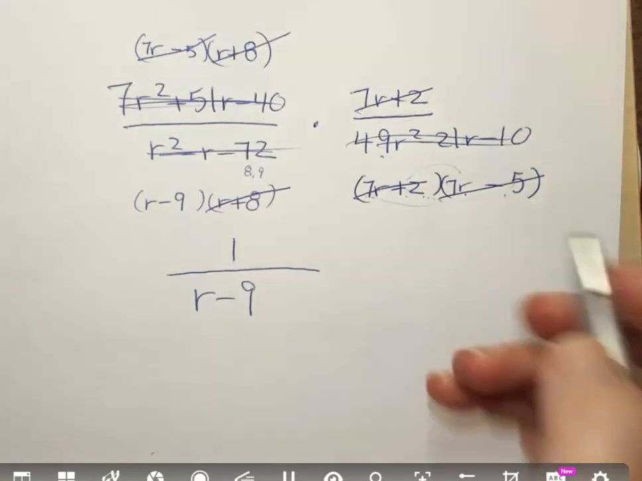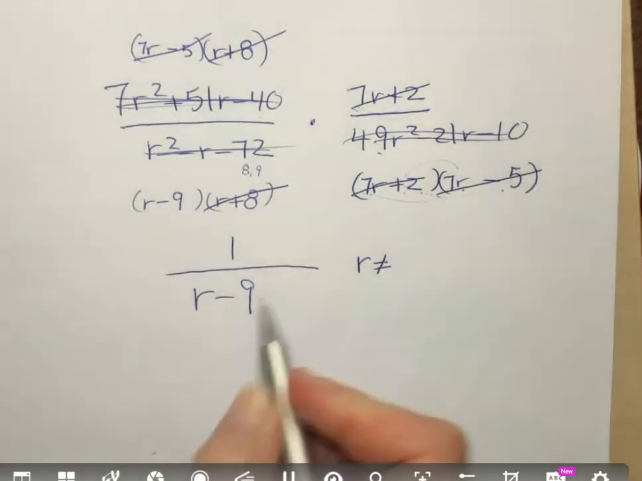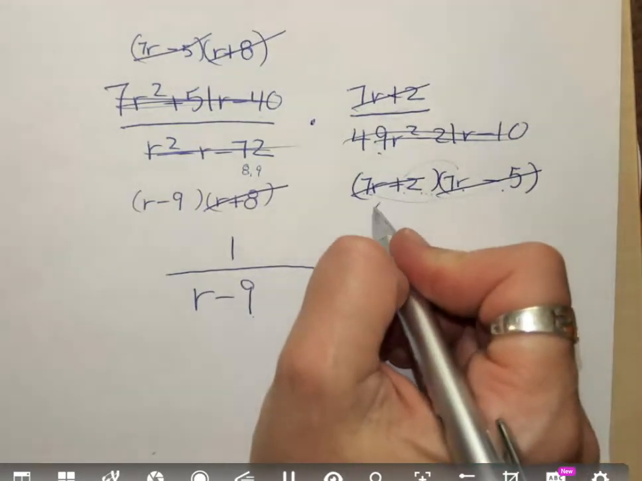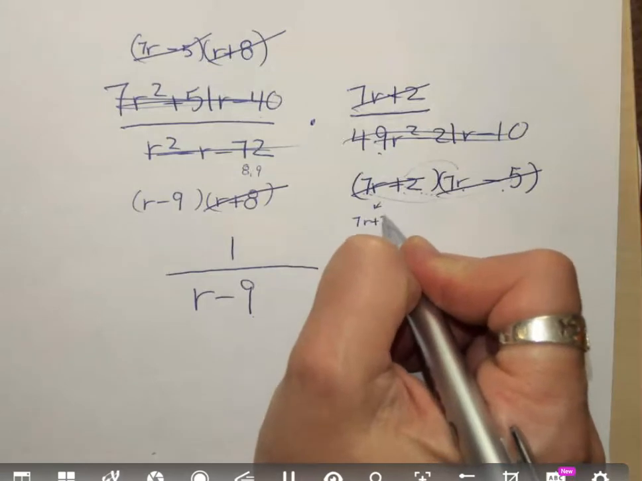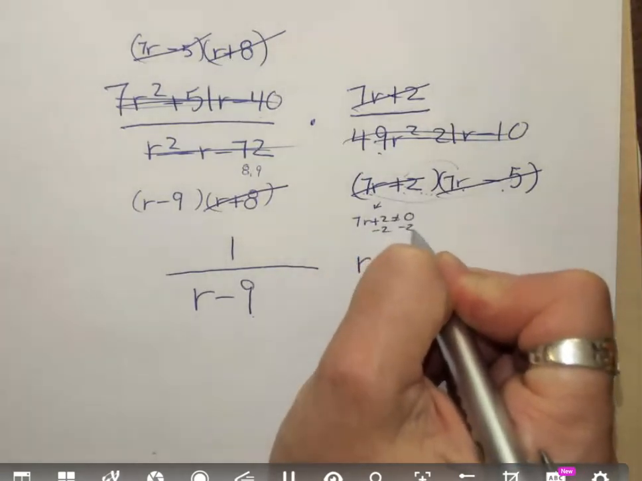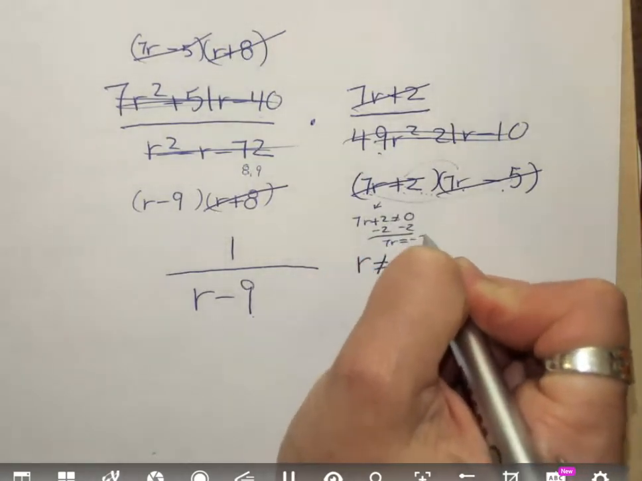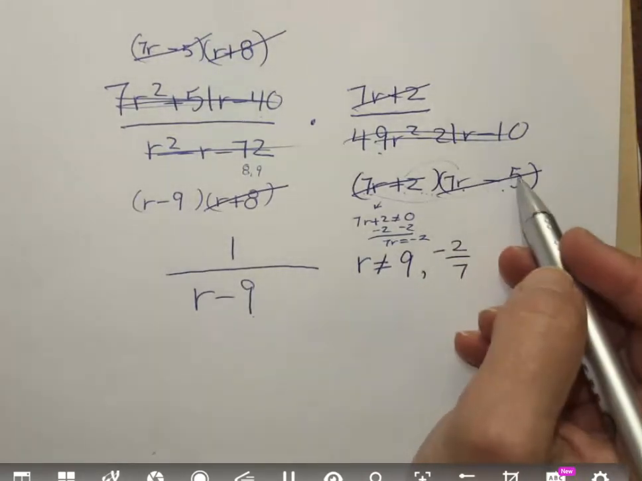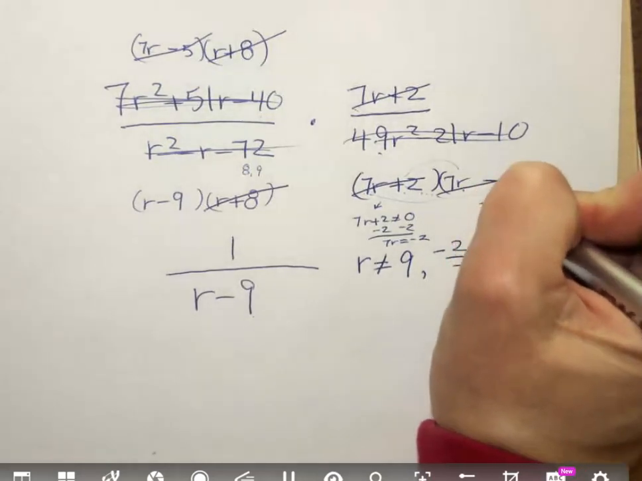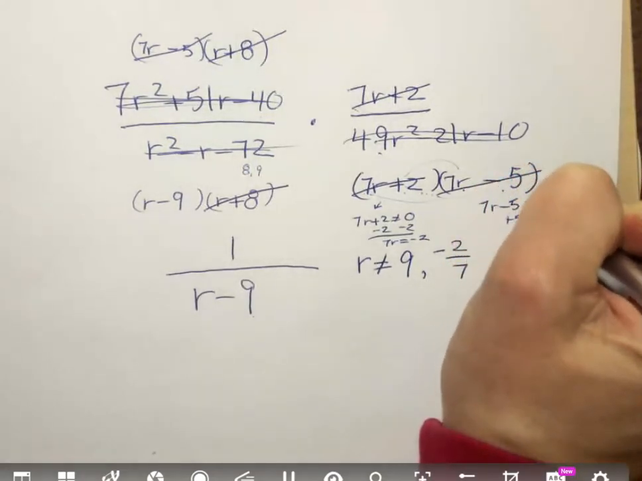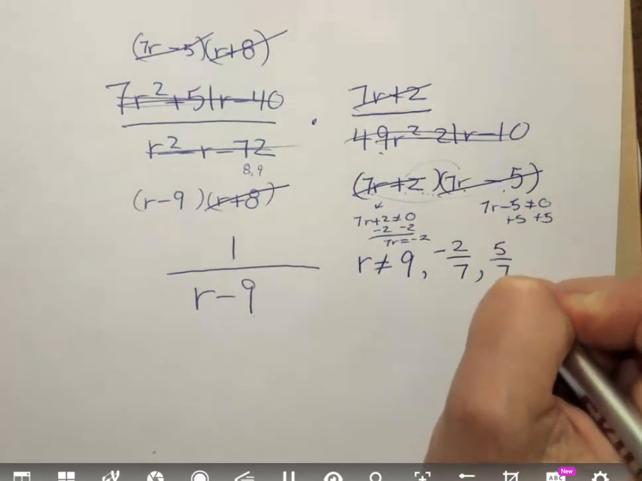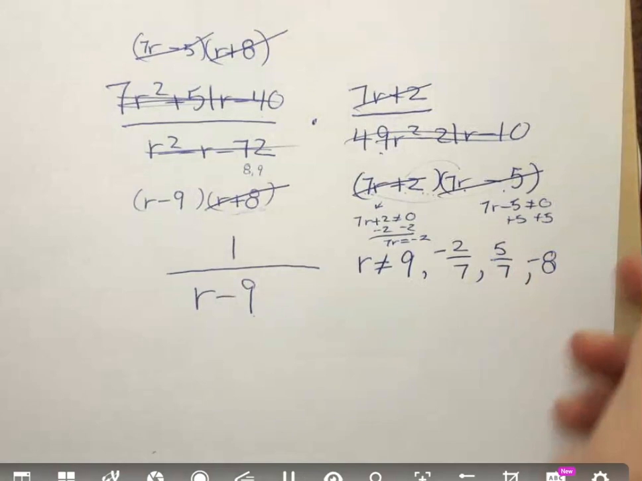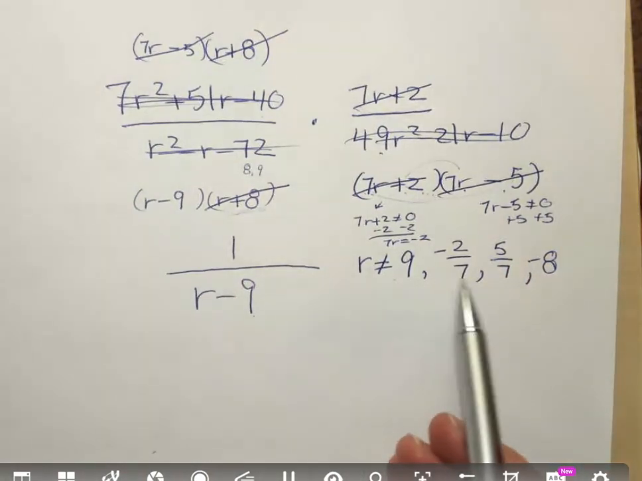The next thing we need to do is find out what r cannot equal. Well, we know r cannot equal 9. We also know that 7r plus 2 cannot equal 0. So if I solve, r cannot equal negative 2/7. And if I set this equal to 0, 7r minus 5 cannot equal 0. I'm going to get 5/7. And don't forget this guy, he canceled. It cannot equal negative 8. So it can equal a lot of values, but it definitely cannot equal these.